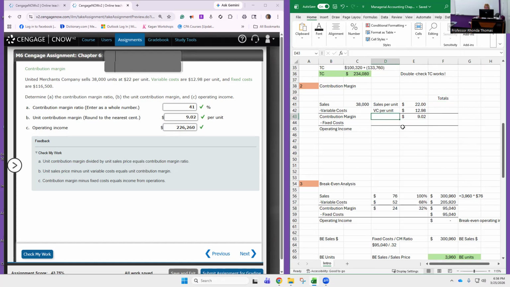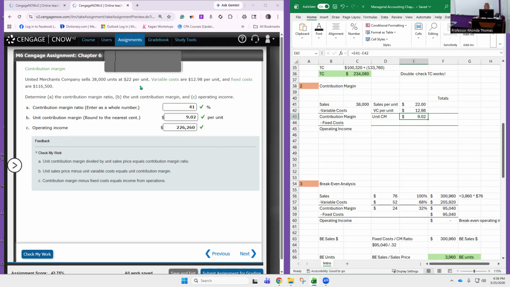All right, and then the contribution margin. This is the unit contribution margin. We're going to be using that term quite a bit. Unit contribution margin. It's going to be in dollars. We're also going to learn one called contribution margin ratio, so don't worry about that one yet.